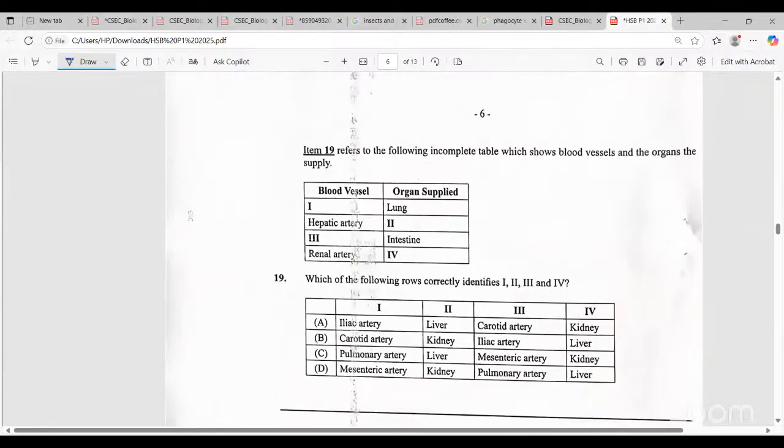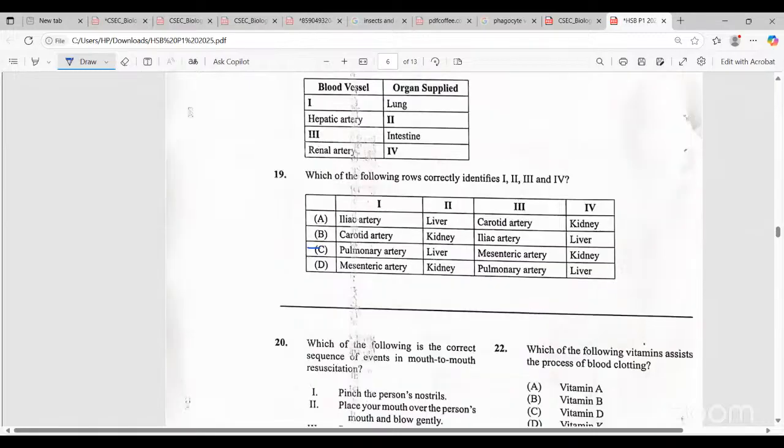Item 19 refers to the following incomplete table, which shows blood vessels and organs. Something is missing there. All right, so one, the lung. So we said pulmonary artery that goes with the lung. Hepatic is the liver. Mesenteric is the intestine. And of course, renal goes to the kidney. So we're going to work with C for 19.